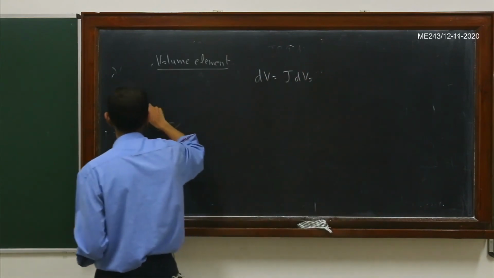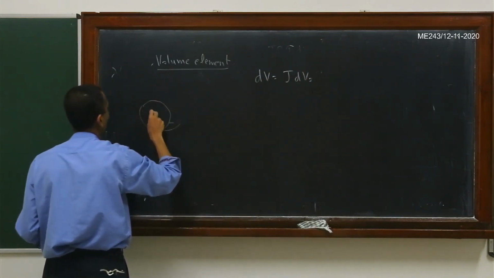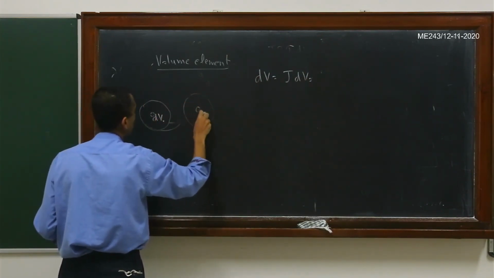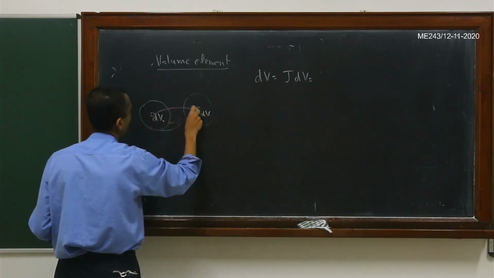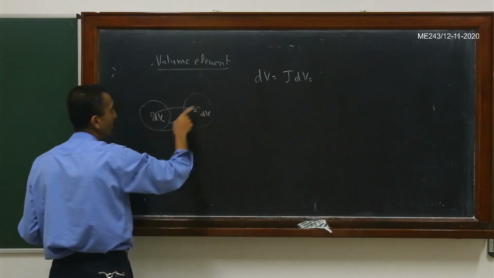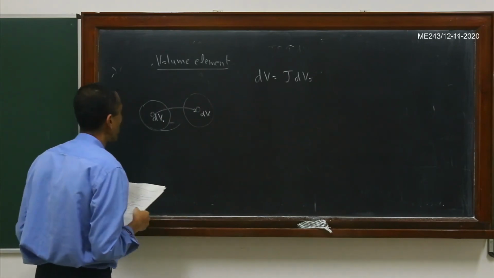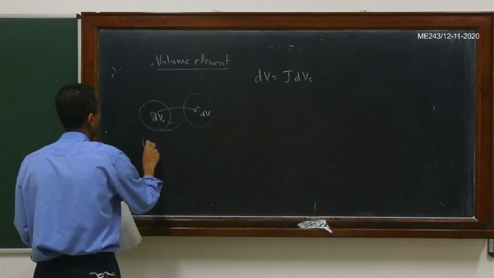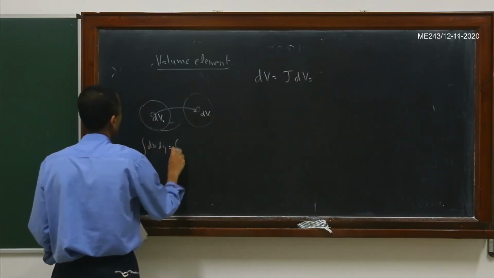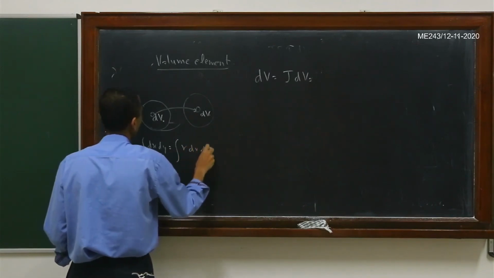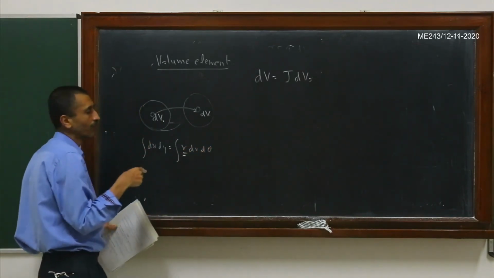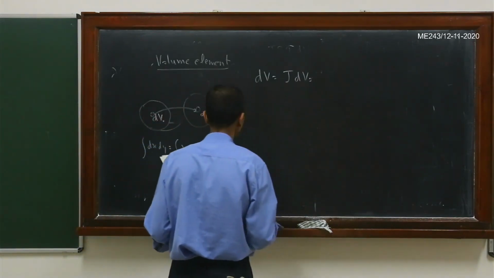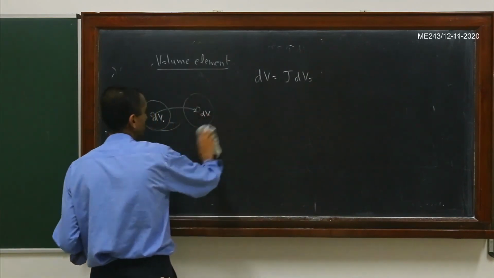If you have again this reference configuration, and you take an element of volume dV naught, and that goes into an element of volume dV, then dV is linked to dV naught through this relation, J times dV naught. You can see the analogy. You can think like dx dy is equal to r dr d theta. So this r is exactly like the J, just to draw an analogy between what you already know and this particular result here.